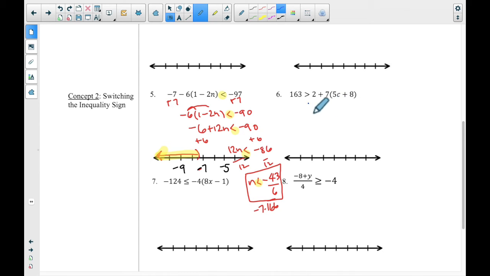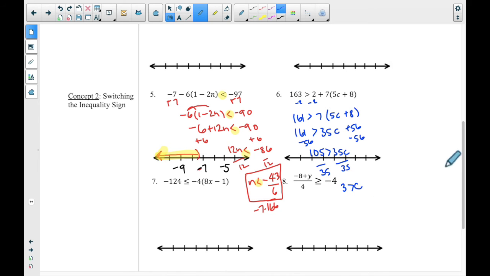All right, I'm going to start once again. I'm going to subtract this 2. That's 161. I'm going to distribute this, and that's going to give me 35c plus 56. I'm going to subtract my 56, and I'm going to use a calculator. And when I do that, I get 105 is greater than 35c. I need to divide by 35, and that gives me 3 is greater than c.